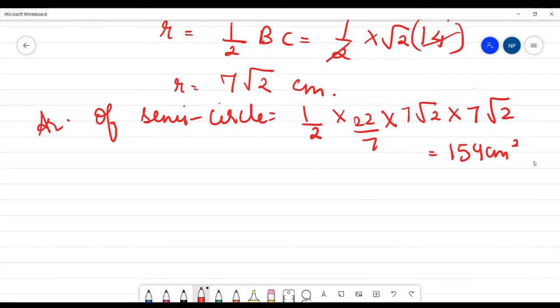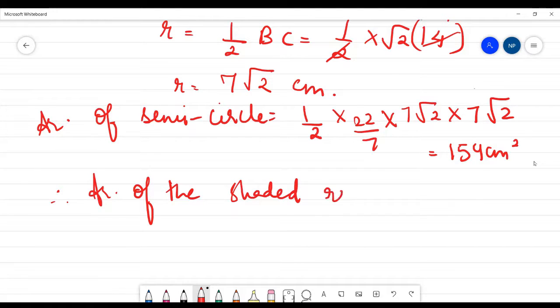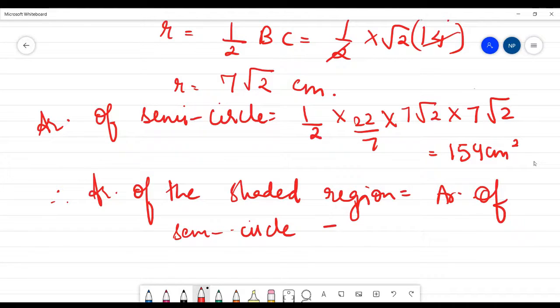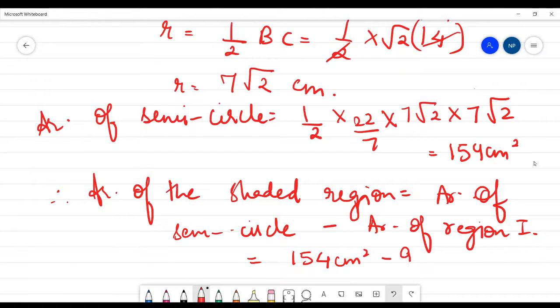So now we have all the areas. We will simply take out the area of the shaded region. The area of the shaded region is equal to the area of the semicircle minus the area of region 1 that we found earlier. So this gives 154 centimeter square minus 56 centimeter square. We get 98 centimeter square. This completes your question number 15.